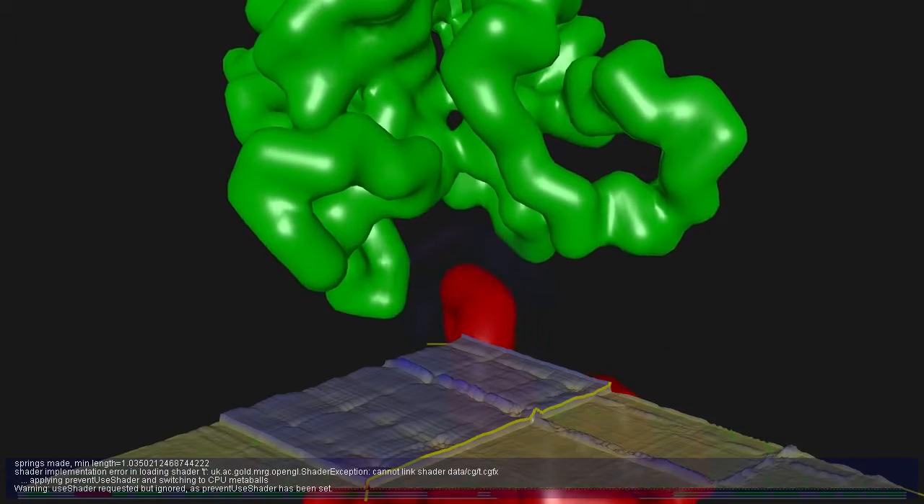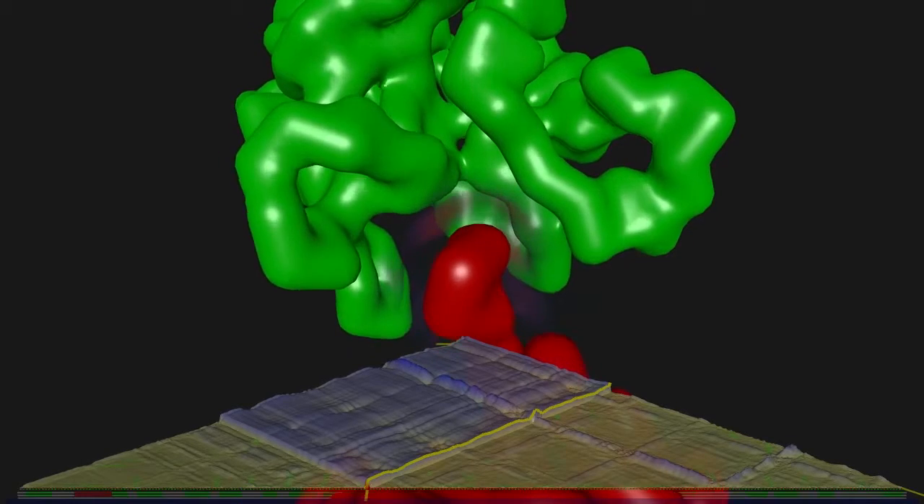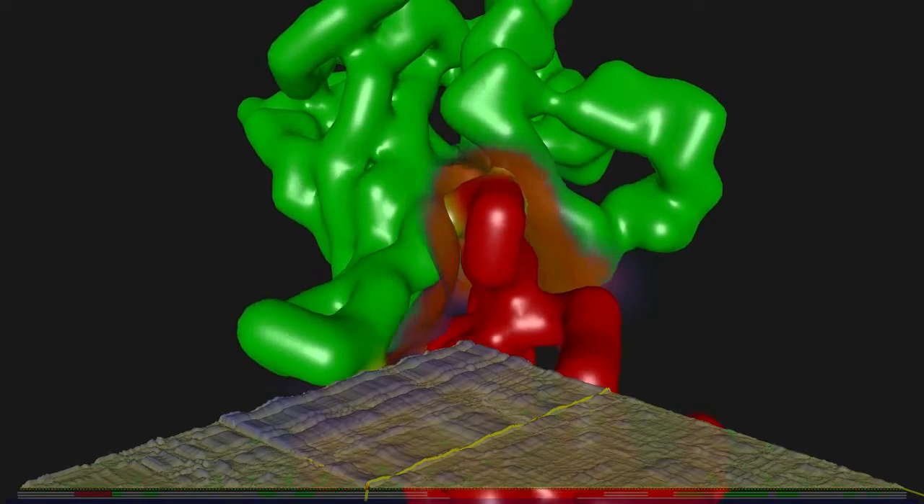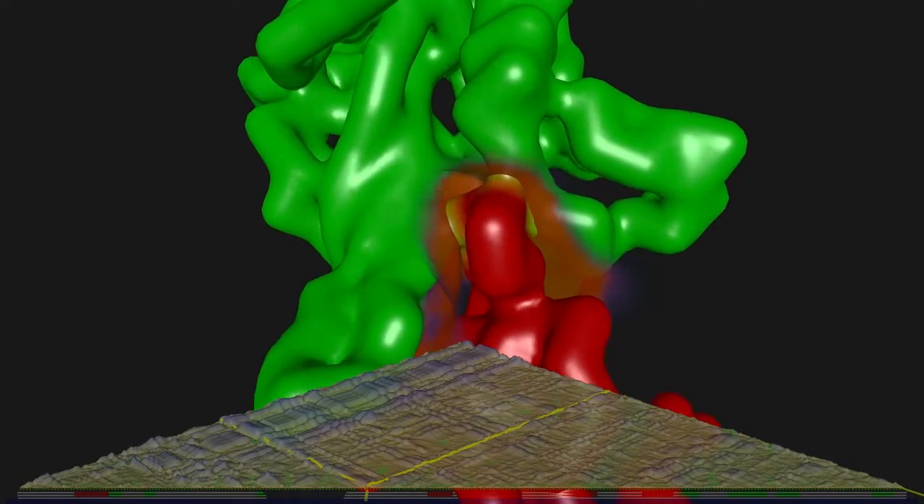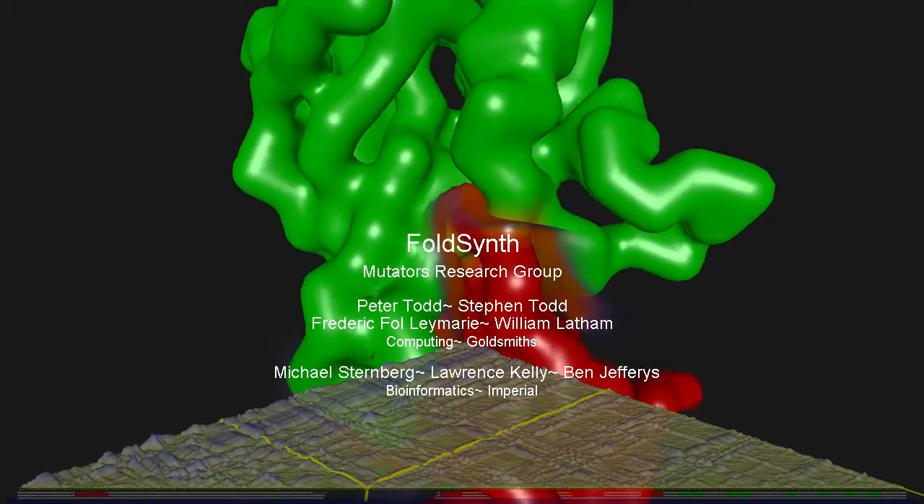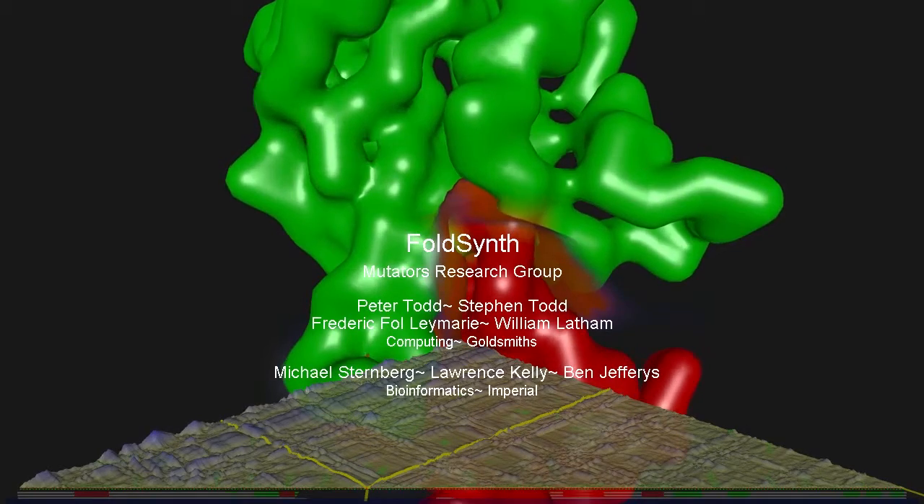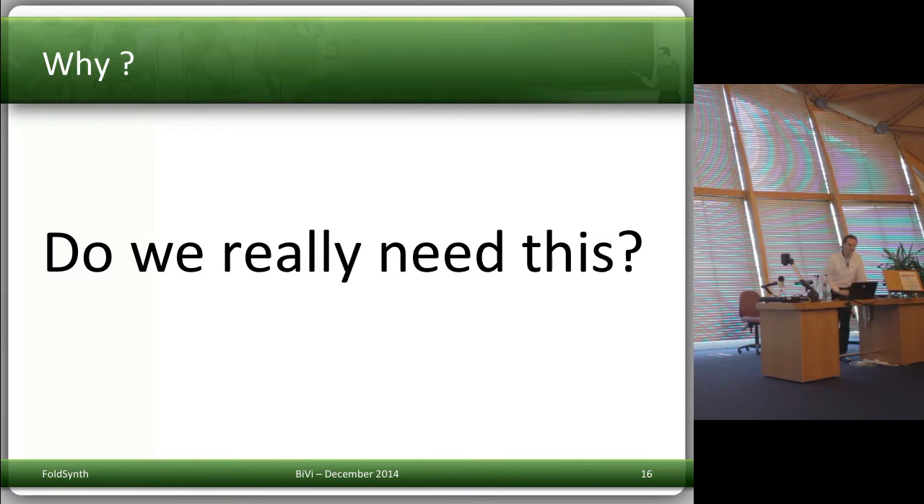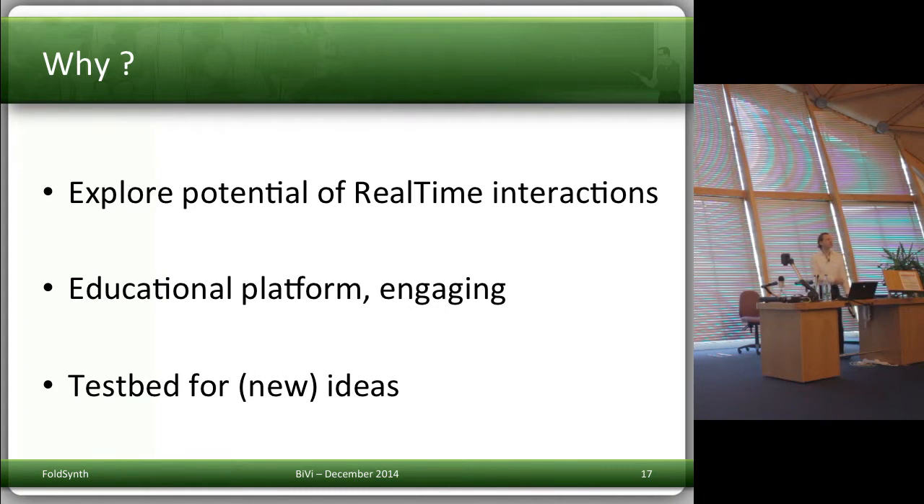Going a bit ahead of time. So again, the more recent work is in exploring the problem of docking of proteins, and the FoldSynth project is feeding into the new project, giving us some insights on where to take the new project next. So is this really what we need? It's probably a good question to have at this point. So I see FoldSynth as an explorative and playful platform.